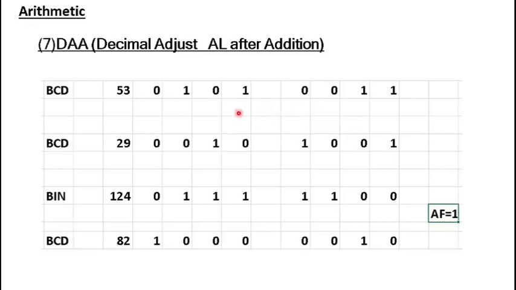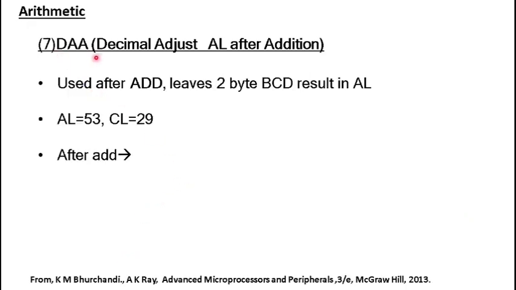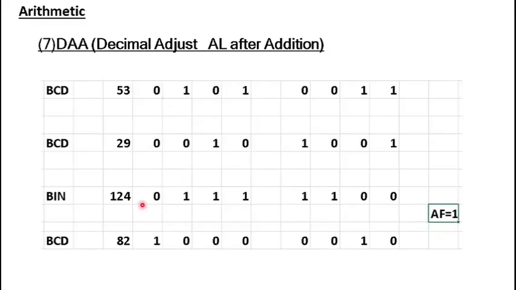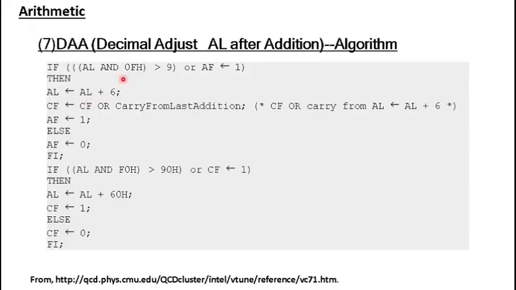So this is a particular example. We have 53 represented in BCD format and 29 represented in BCD format. Upon binary addition, the binary result that we have is this one, 124, but actually we expect 82 in BCD format. We will see how DAA will help in conversion. Let's see the algorithm for that. What DAA does is it will check the binary result, which we have in AL.